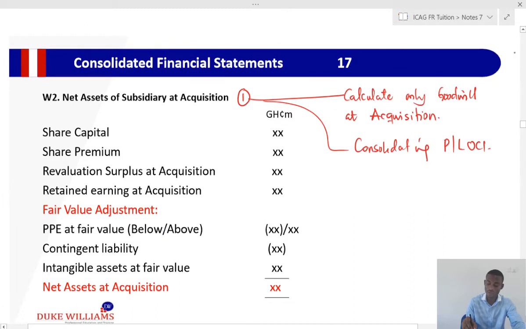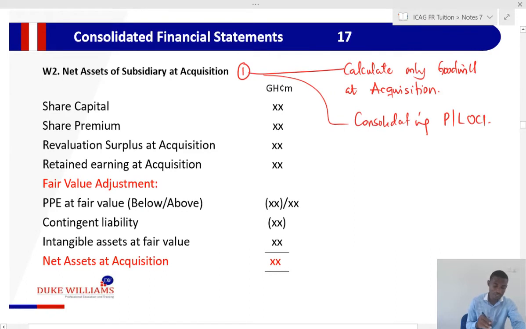And I need you to have a clear understanding of this, because if you are asked to only calculate goodwill at acquisition, you don't need to show the net asset at reporting. So the pro forma we would have is that we need a share capital at acquisition, we need a share premium, if any. In most cases, if you don't have it, that is it. Then we need a revaluation surplus at acquisition. We need a retained earnings at acquisition. So all of these are very important to determine at acquisition.